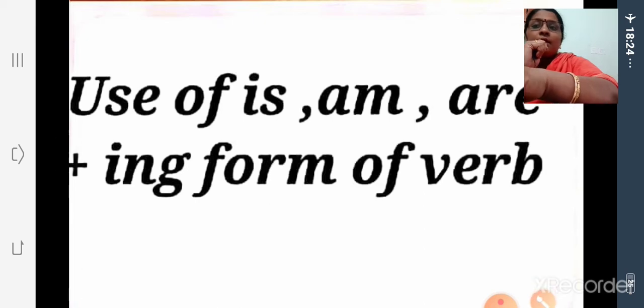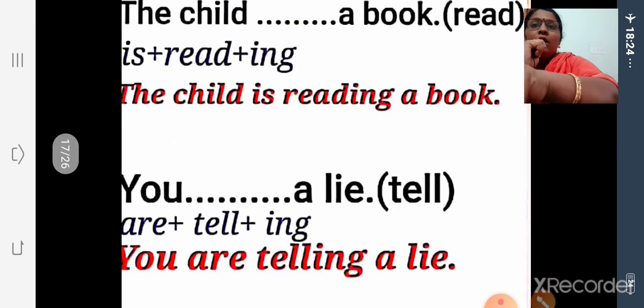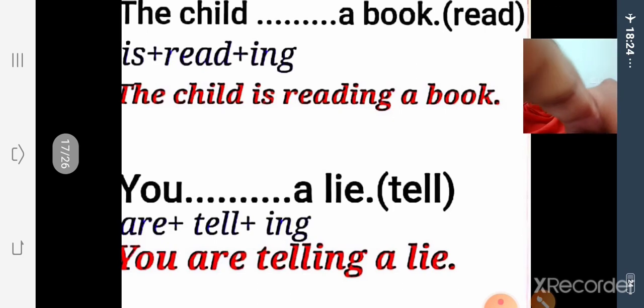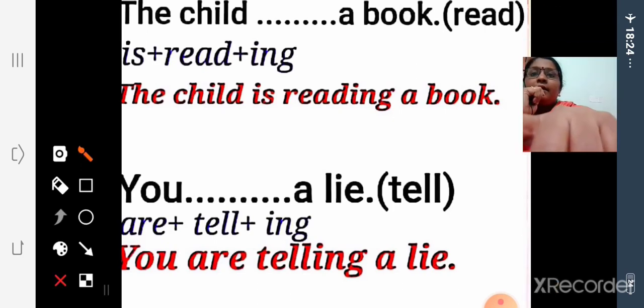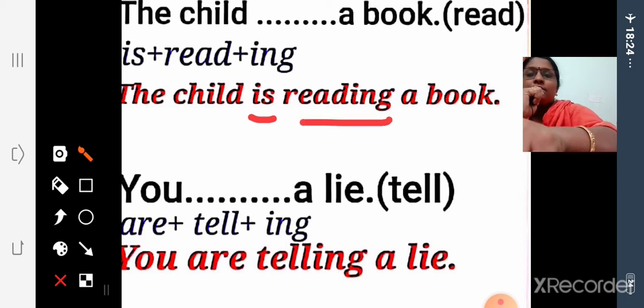Then the use of is, am, are plus the ing form of the verb. I'll give you some examples. Look at here: the child dash a book. The verb read is given in brackets, so we have to add the ing form, the present continuous form. The child is singular, so we take is. The child is, then read plus ing, reading. The child is reading a book. Then with you we take are. You are telling a lie. You, tell plus ing, telling.